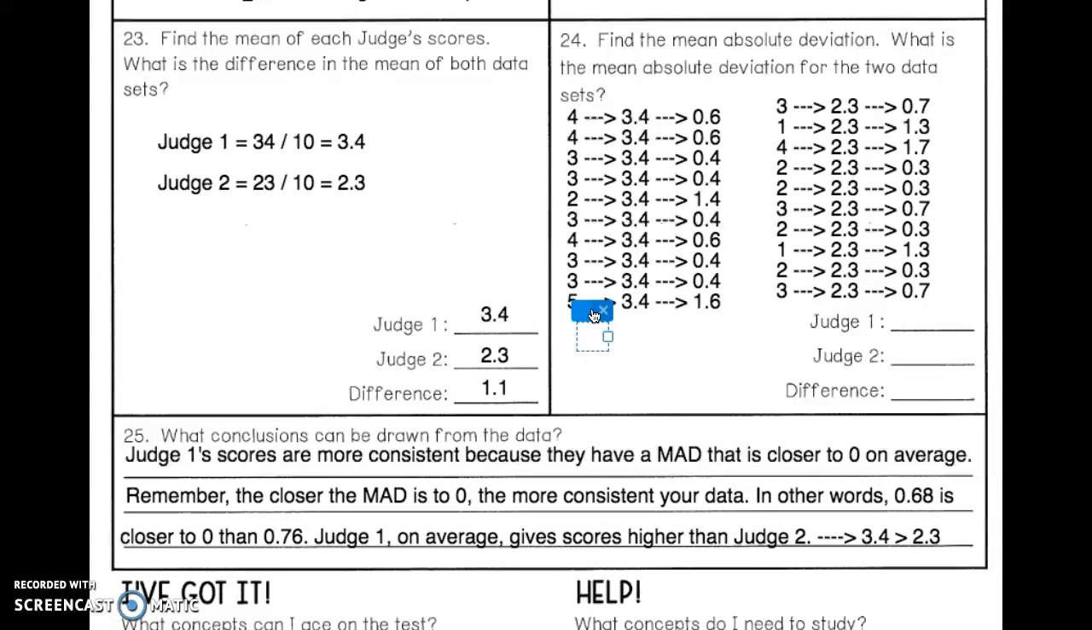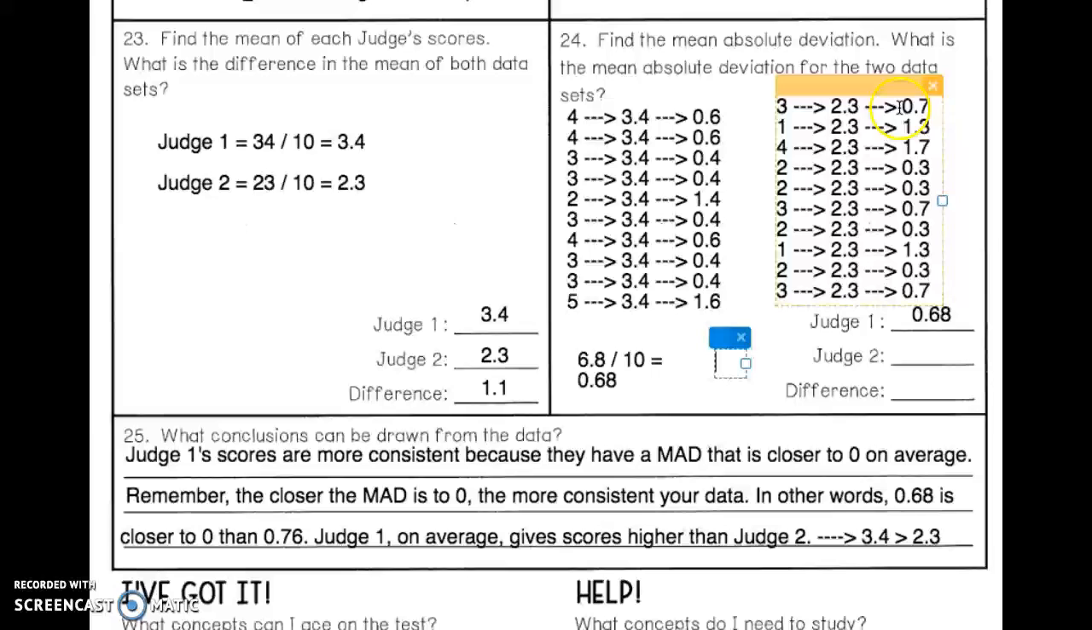And then, so Judge 1, when you add this column all up, you end up getting 6.8. Divide that by 10, and you should get a total. So your MAD for Judge 1, let's put that over here, is 0.68.